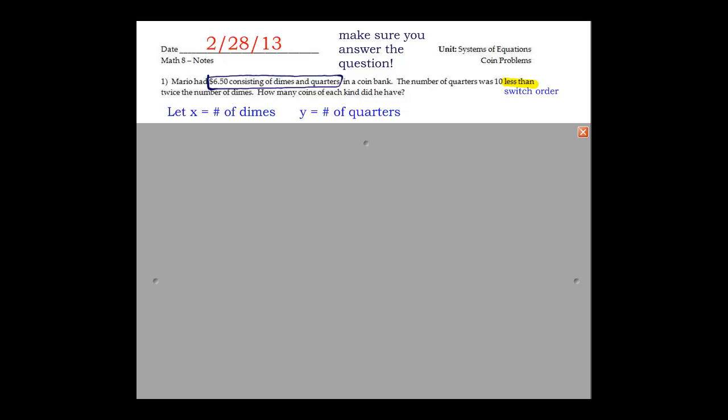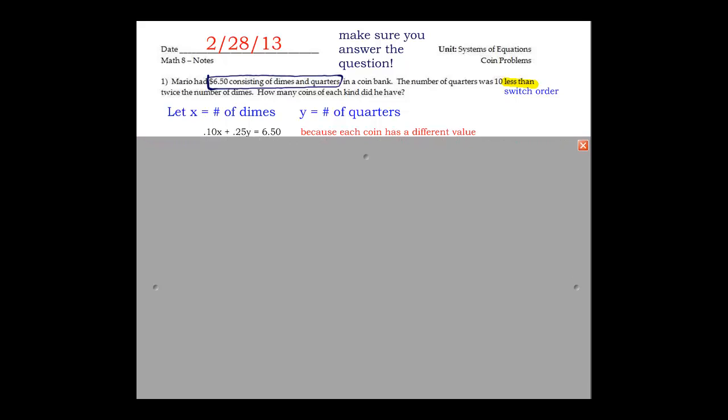Now we know, because each coin has a different value, I have to represent that value with its cents. So since x is dimes, I have 0.10 times the number of those dimes and 0.25y. So I know that he has some amount of dimes and some amount of quarters, and I have to use the value of each coin. Okay, so I know that when we add them together it will equal 650.